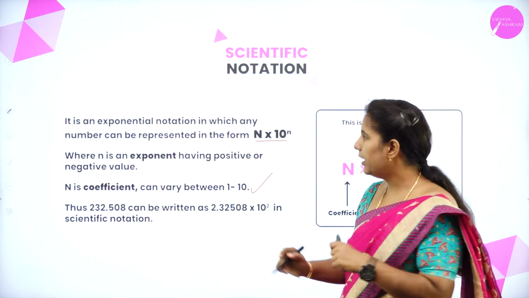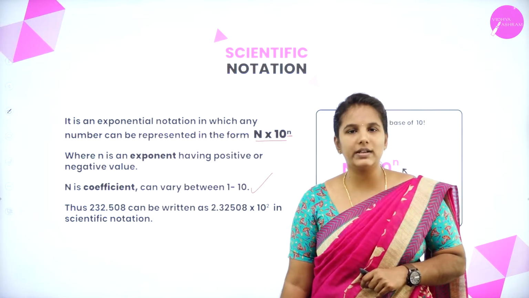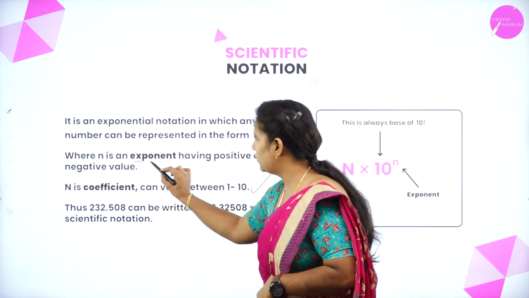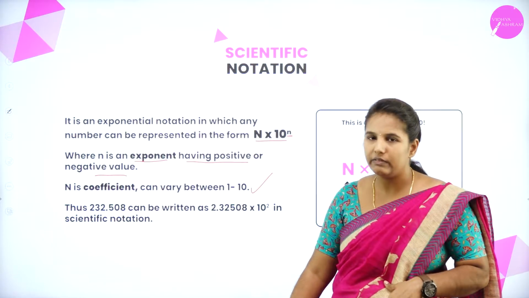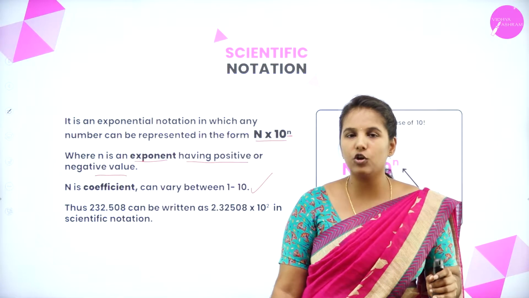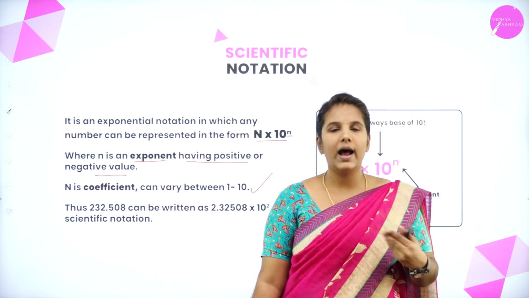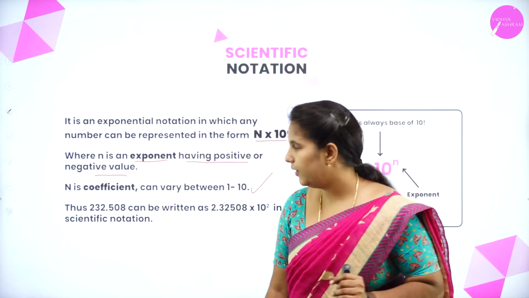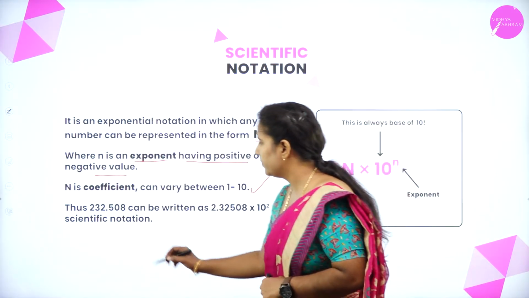Okay? But the exponent, which is present just above the 10, is known as the exponent, having a positive or a negative value. 10 to the power of n is known as the exponent. Usually it is a positive value, or it may be a negative value. The best example I can give you is here.